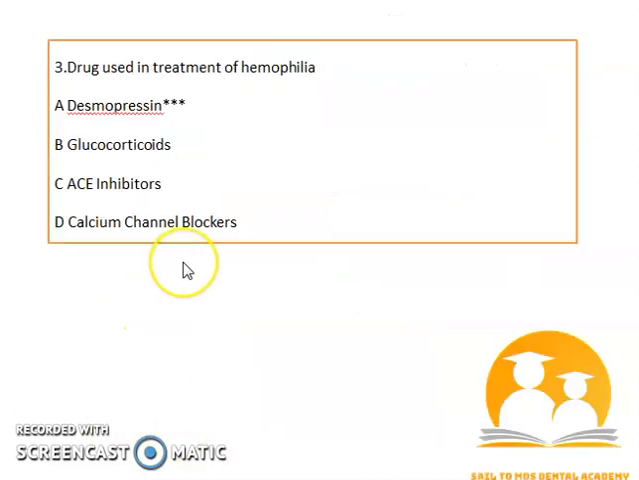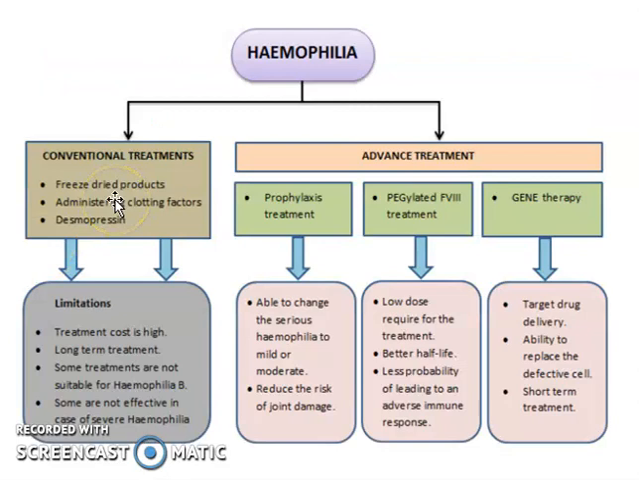Then aspirants, we are going to see the third question. Which drug is used in treatment of hemophilia? Desmopressin is the drug we use for treatment of hemophilia. Let us see the tree diagram. How to deal with hemophilia? There are two types of treatment, conventional and advanced. In conventional treatment we have FDP, freeze dried products, administering clotting factors, whether factor 8 or factor 9, and desmopressin. But conventional treatment has a few limitations: cost is high, treatment is long term, some treatments are not suitable for hemophilia B, and some are not effective in severe cases. So we go for advanced treatment.